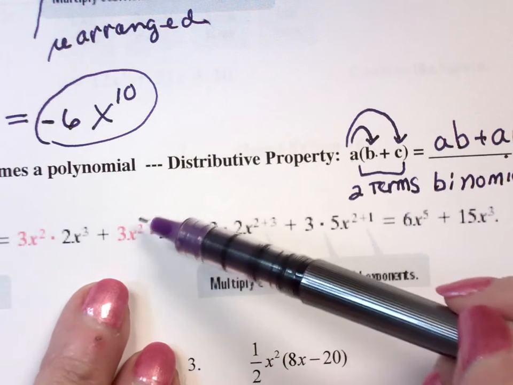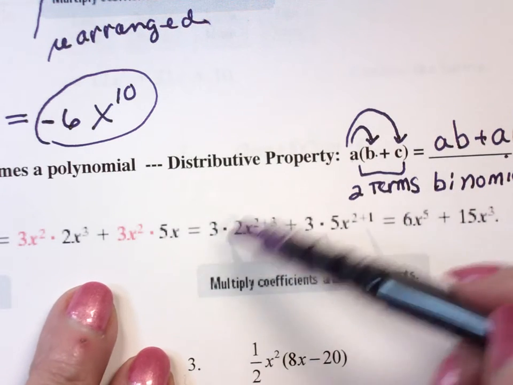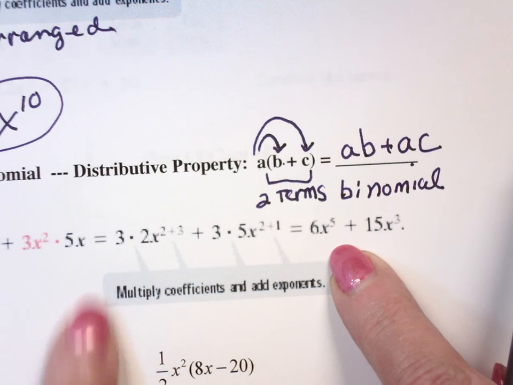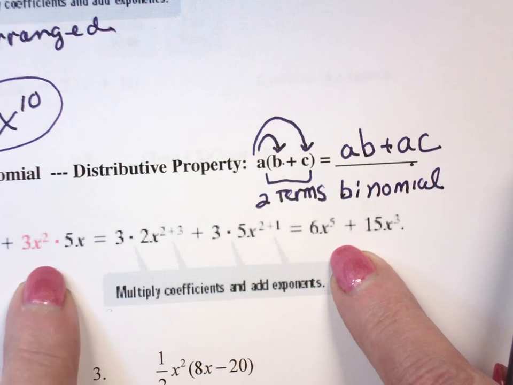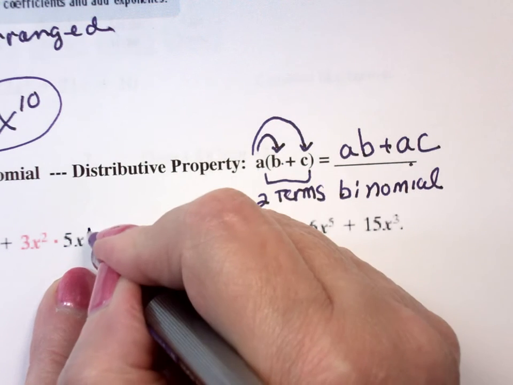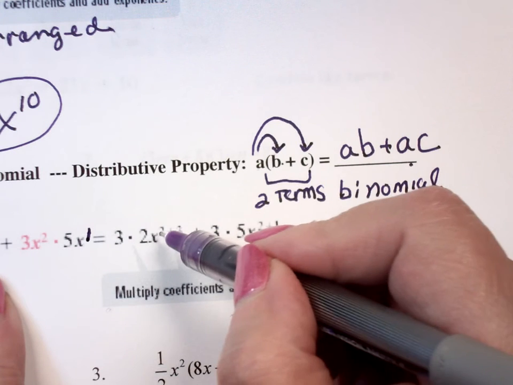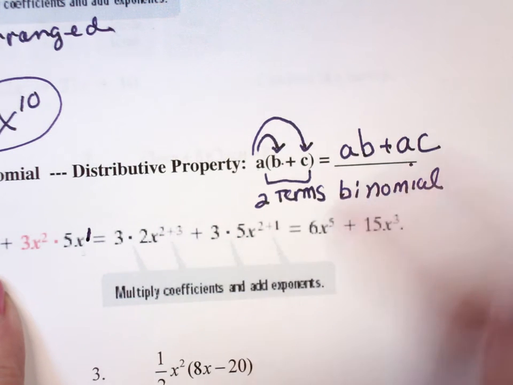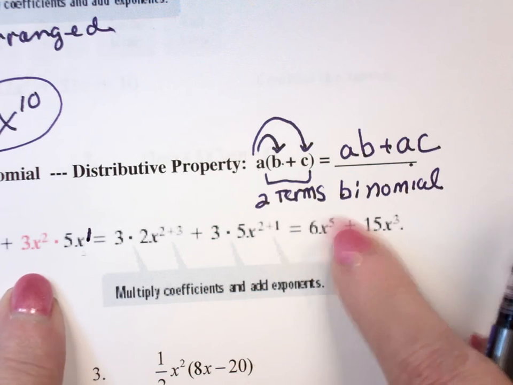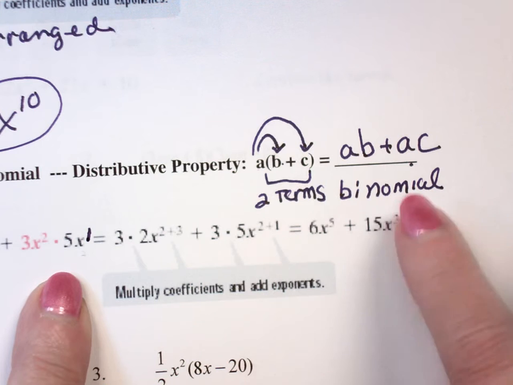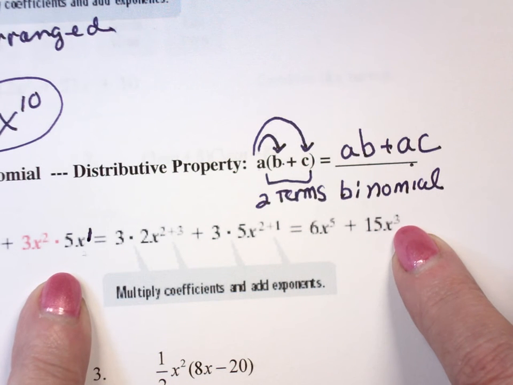So what you'll have is 3x squared times 2x cubed, 3x squared times 5x. 3 times 2, that's going to be 6. And then x squared times x to the 3, 2 plus 3, or 5. This is x squared times x to the 1, 2 plus 1, or 3. So you're going to end up with 6x to the fifth, 15x cubed.